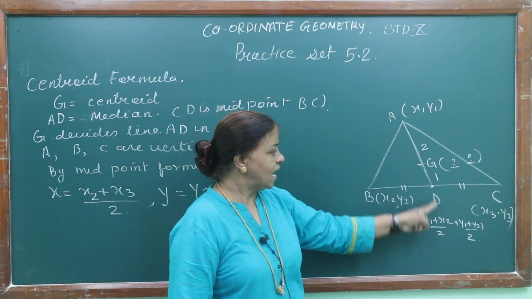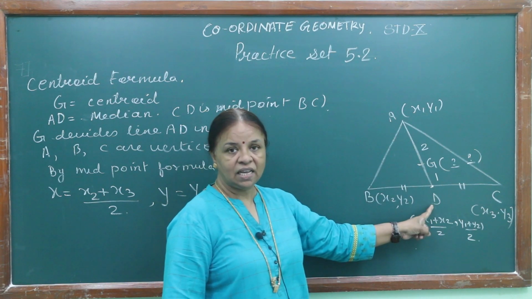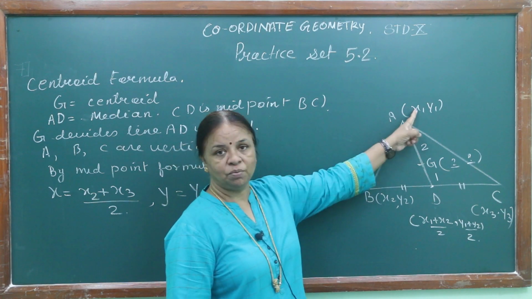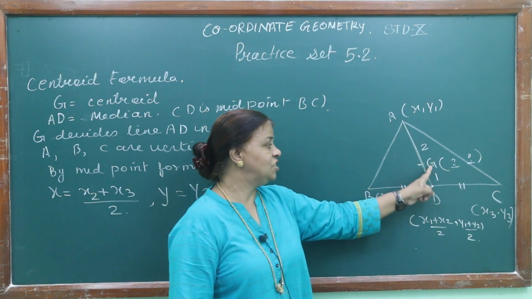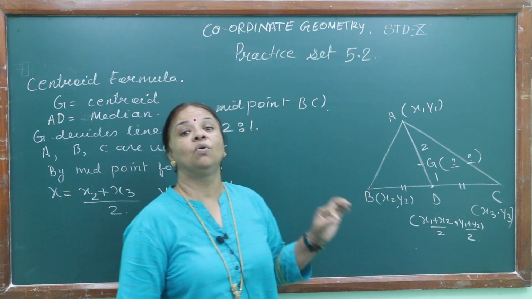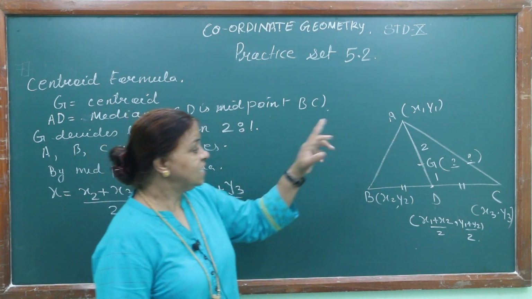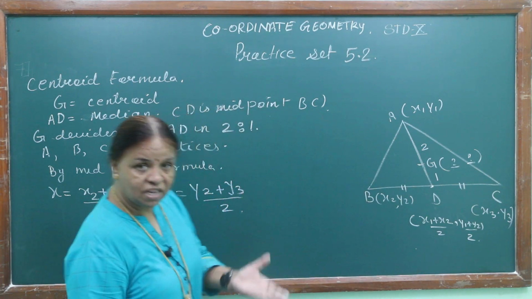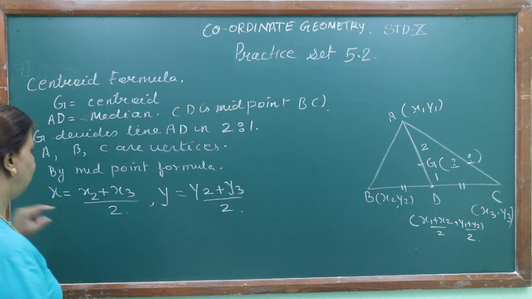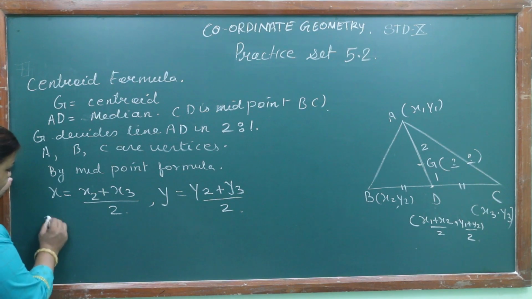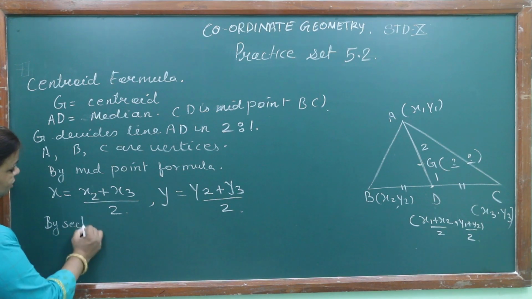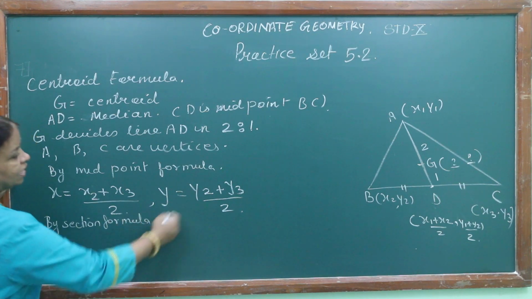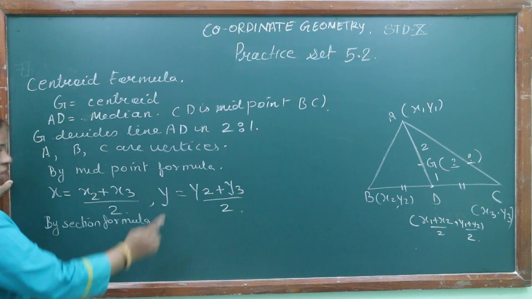Now look at the line AD. AD is divided in the ratio 2:1, where A is one point and D is another point, and G is the point whose coordinates you need to find. G is dividing line AD in 2:1. So we can use the section formula to get the coordinates of point G.